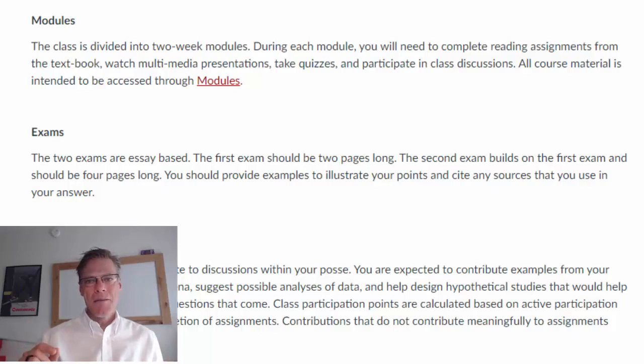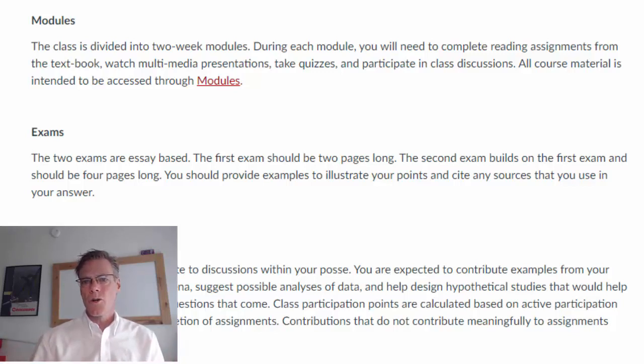Next one is exams. We have 2 essay exams. The first one is 2 pages long. I want to emphasize that's 2 pages of text. You can have as many pages as you want of examples, data, references, diagrams, anything like that that you want to have in addition to the 2 pages of text. That's all free. So the idea is that you really can't answer the question well in 2 pages of text. You need to refer to data and examples and so on.